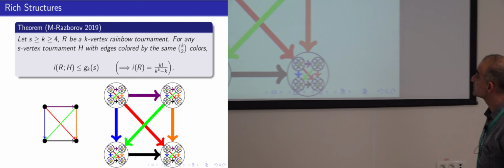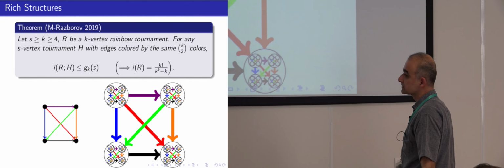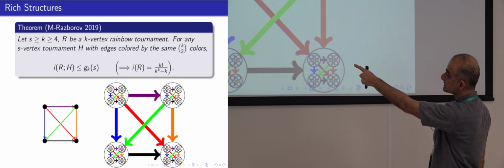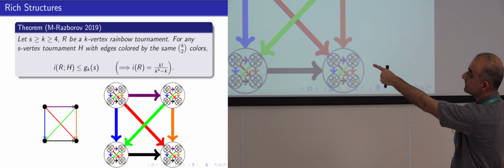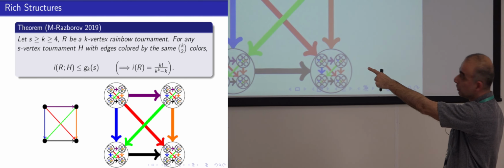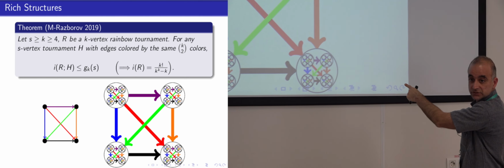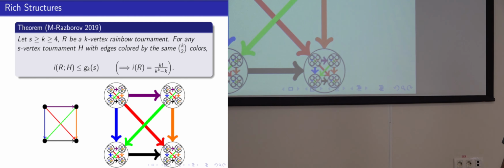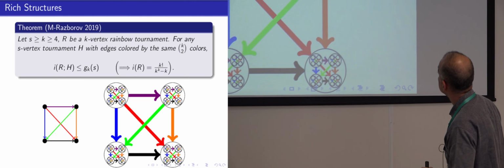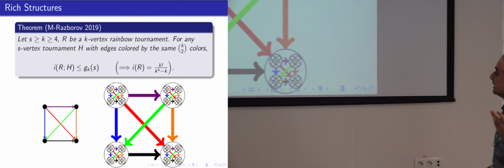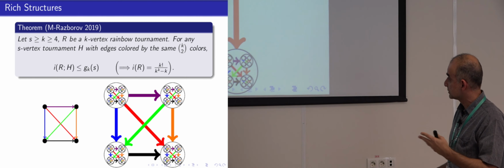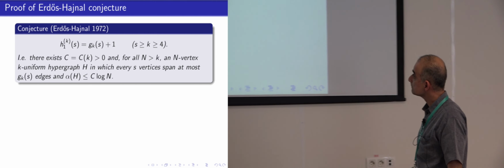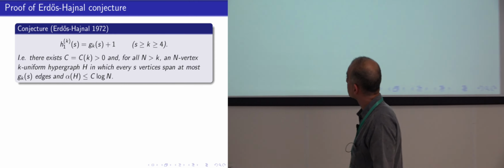And now the question is, if I give you an n-vertex tournament whose pairs are colored with the same 6 colors, what's the maximum number of copies of that you can have? There's a lower bound construction, which is g sub k of s, and the theorem is that that's the best you can do. And once you do this, it's a simple exercise, in fact I'll show you, to prove the Erdős–Hajnal conjecture. Let's prove the full conjecture.